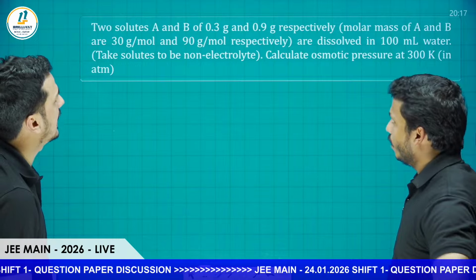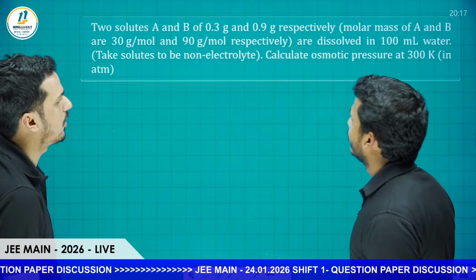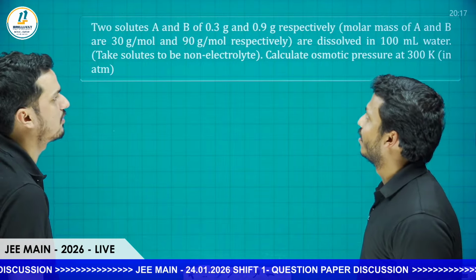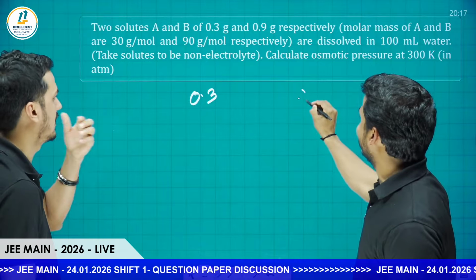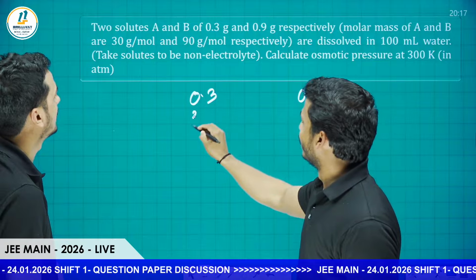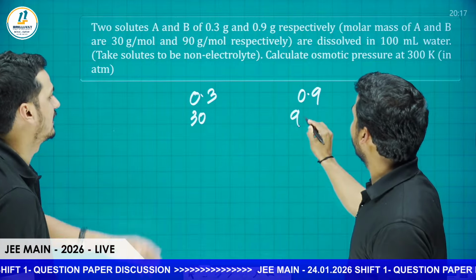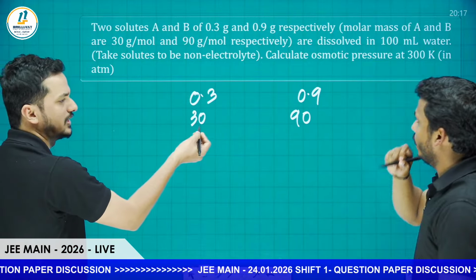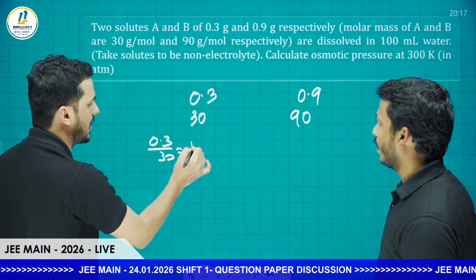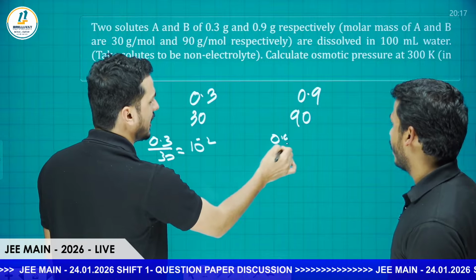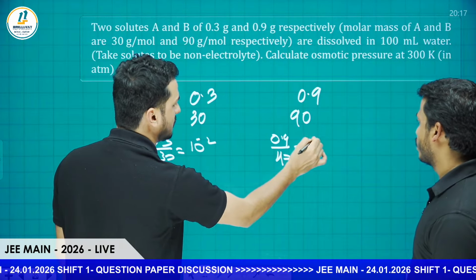Next one. Two solutions A and B of 0.3 gram and 0.9 gram respectively are dissolved in 100 ml water. The same kind of question, same thing we discussed yesterday. Same value: that is 30, here it is 90. So 0.3 by 30 means 10 raised to minus 2. This also, 0.9 by 90, that also is 10 raised to minus 2.